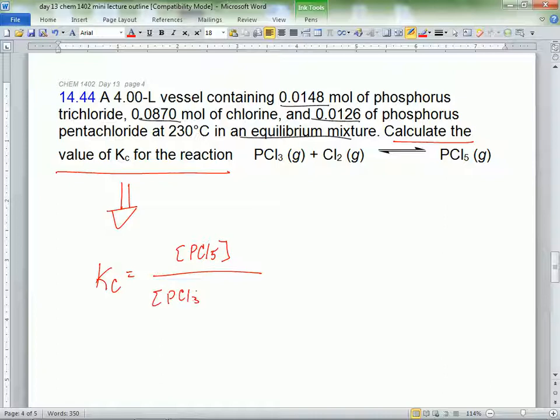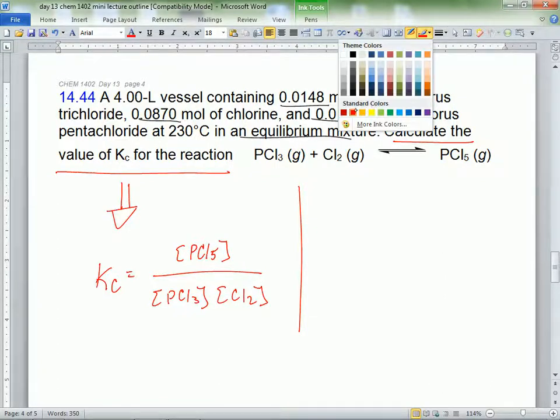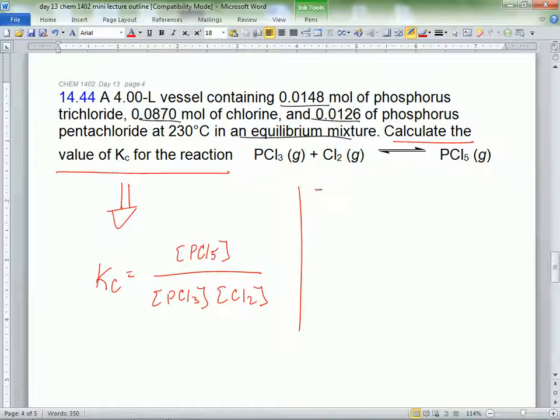Is that 0.0126 moles? Why can't I do it? Because you need to divide them by the liters, each one by the liters. Oh, each one? And then the 230 Celsius doesn't mean anything. Because T isn't in our equation. Temperature isn't, so we don't care.